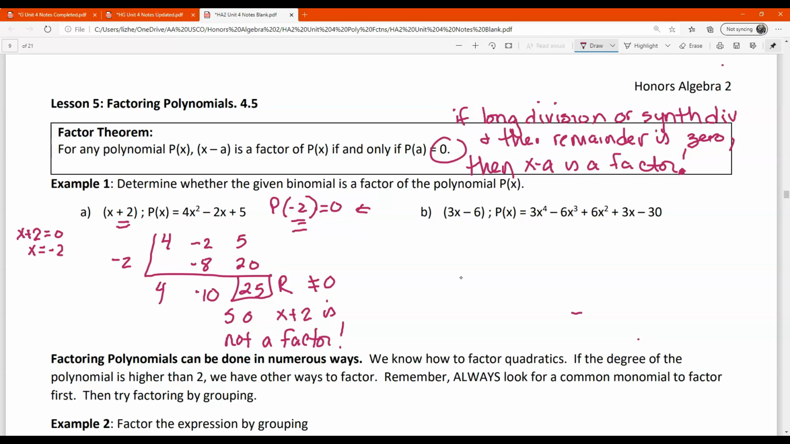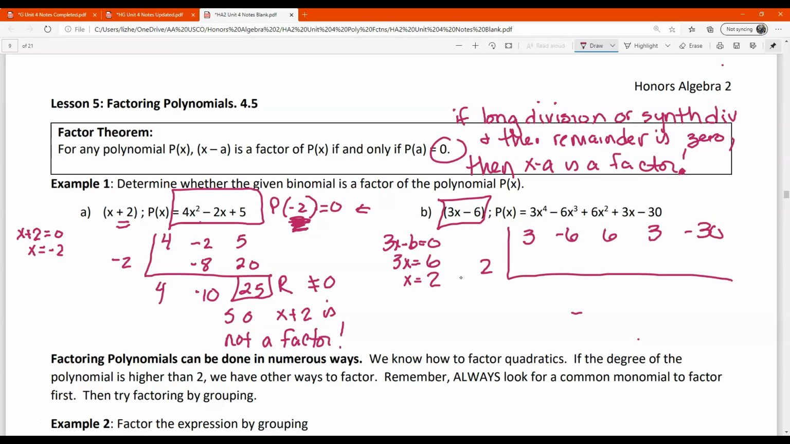Okay, so let's do this next one again. For b, we have p of x equals a bit of a more complicated polynomial. Substituting in negative 2 like we would do here would be easy, but this would be a little more complicated. And so we definitely want to use synthetic division here. We're going to do 3, negative 6, positive 6, 3, negative 30. Here is what we want to divide in, but we need to find the 0 for that. So we're going to set it equal to 0. So 3x equals 6 and x equals 2. That's the number we're going to put in.